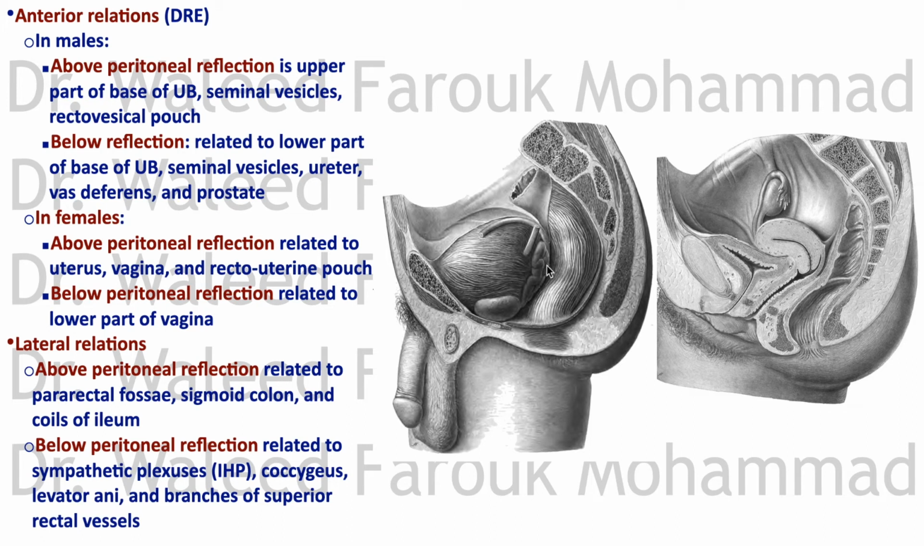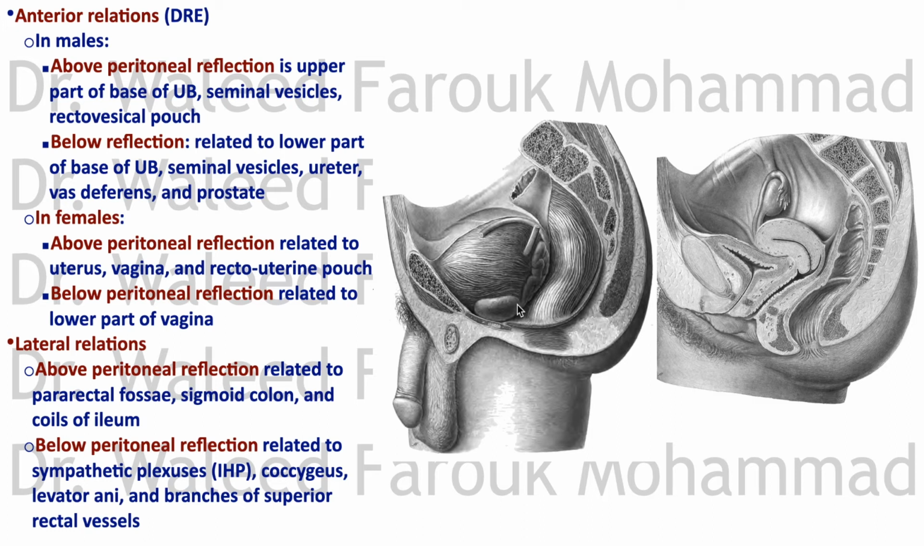Anterior relations. Now we divide them to anterior relations above the peritoneal reflection and below peritoneal reflection. In males, above the reflection, there's the upper part of the urinary bladder and the seminal vesicles and the rectovesical pouch. Below the reflection is the lower part of the urinary bladder and the seminal vesicles, the rest of them, the ureter, and the termination of the vas deferens and the prostate, of course. All these are anterior relations.